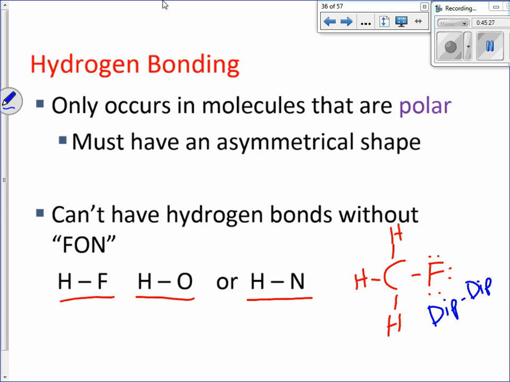It still is polar, because obviously this guy is creating an asymmetrical shape, so it's going to be polar, and yes, it's going to be a permanent dipole, but because none of them are actually between the H and the F, it is only considered a dipole-dipole interaction, okay? So keep that in mind. So you might see some that have H's and O's. You've got to really specifically look at where the bond is occurring. Okay?